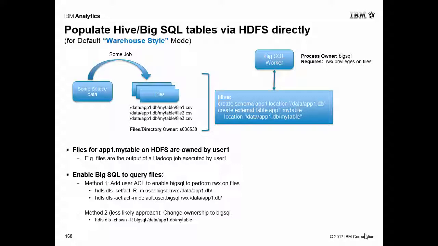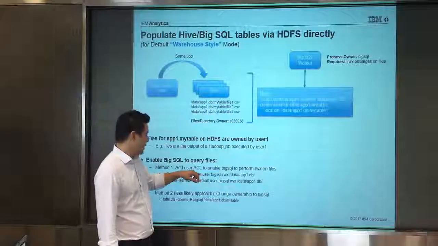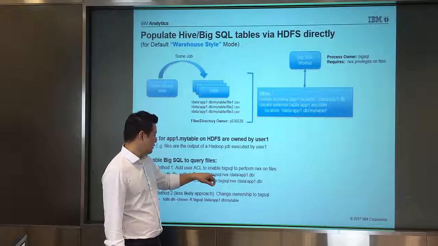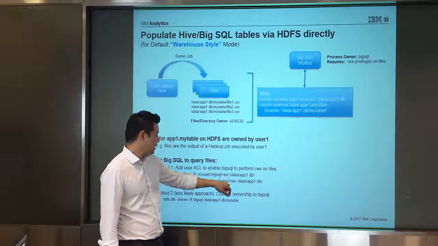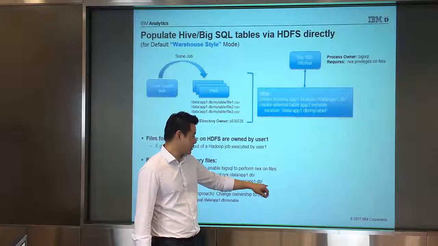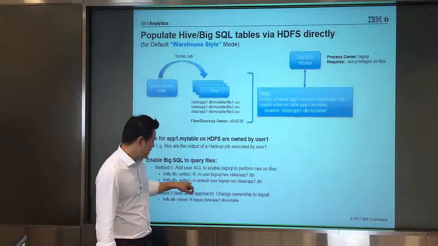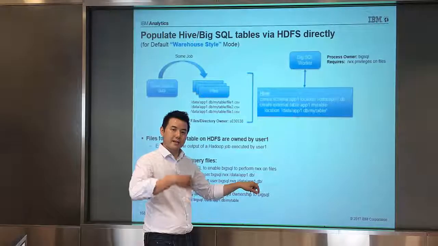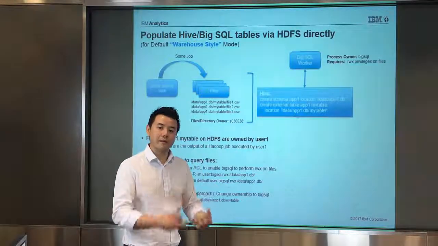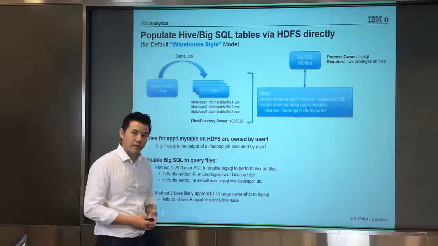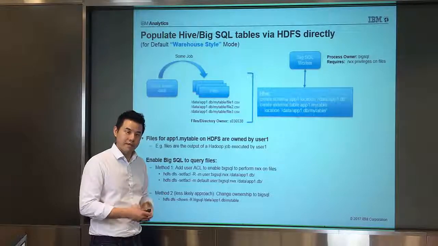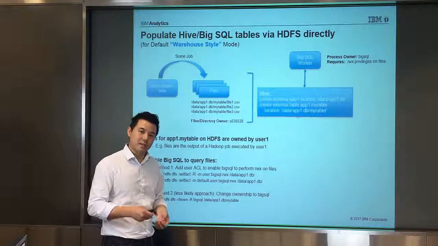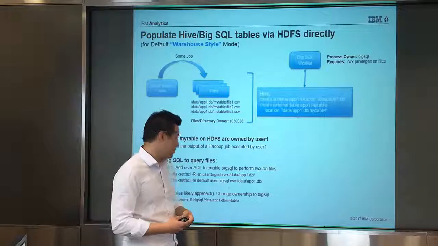And I'm going to set it to that path, data app1.db. And then I'm going to follow on with another setfacl command, modify, and we're going to set the default for user Big SQL, read, write, execute permission also on that directory. And what this does is that for all future files that land in the directory, they will also inherit this same access control authorization for Big SQL. So as we ingest new data sets in the future, they will inherit this permission.